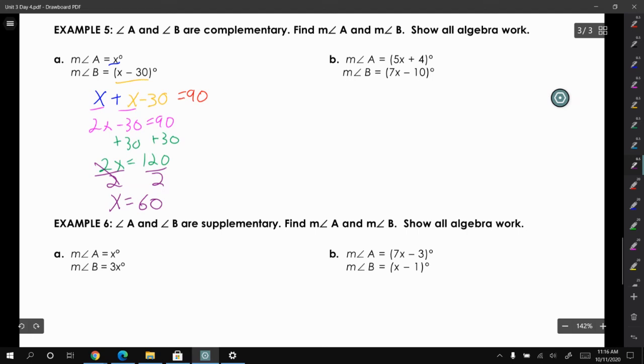The question is saying what is the measure of each angle? So the measure of angle A is just x, so 60 degrees. The measure of angle B is 60 minus 30, which is 30 degrees.